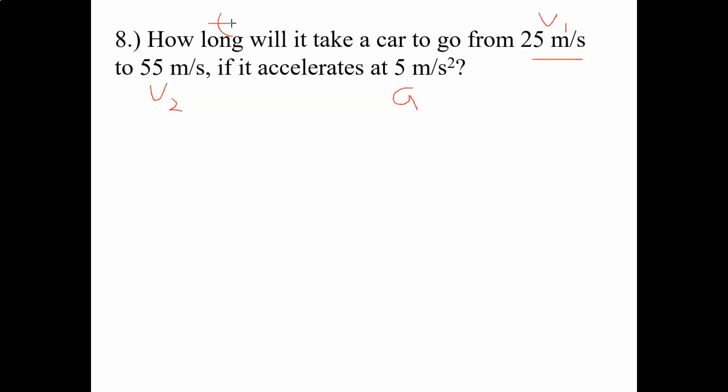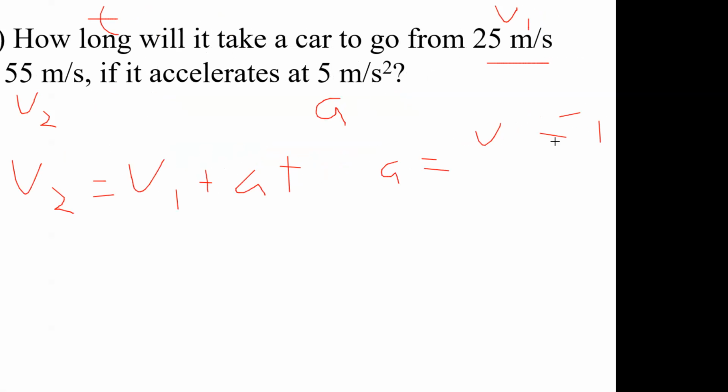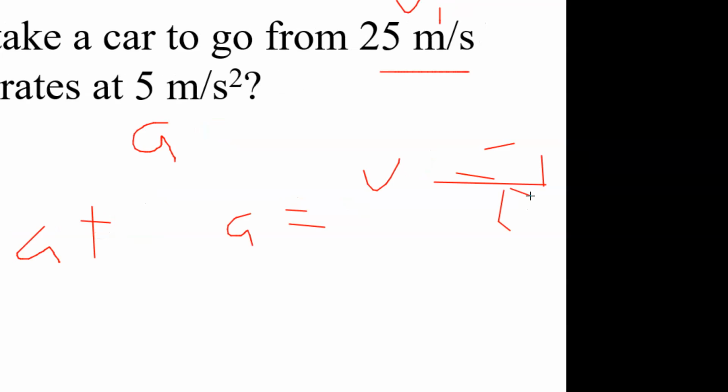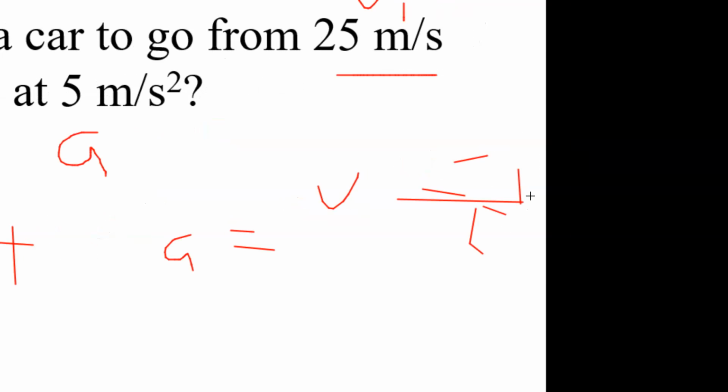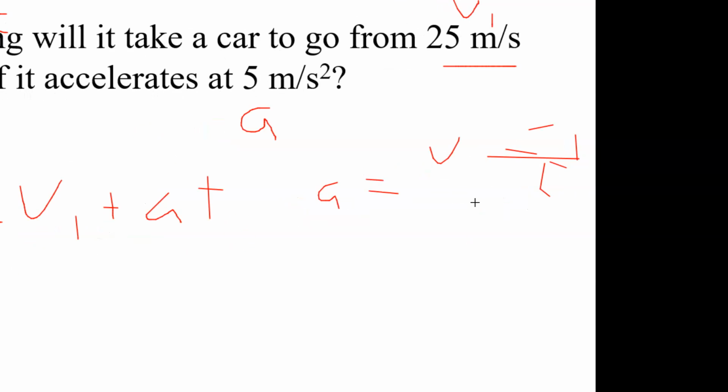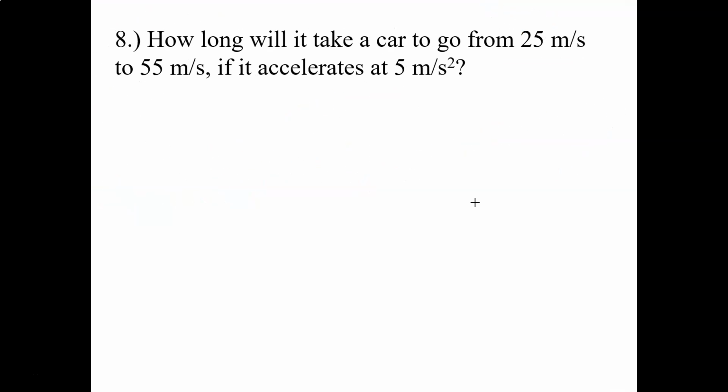Well, there's two forms to the equation, and I can use either form. I'll probably go ahead and use this form, V2 equals V1 plus AT. This is the same equation as A equals V2 minus V1 all over t. So that's the same equation. It's just solved differently for you.